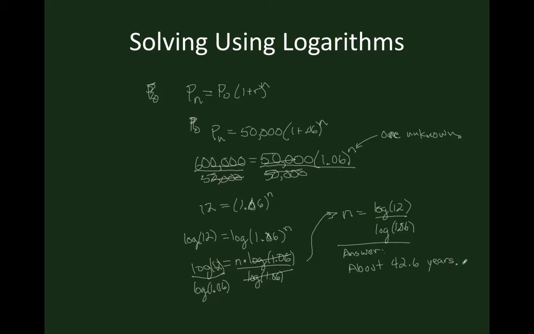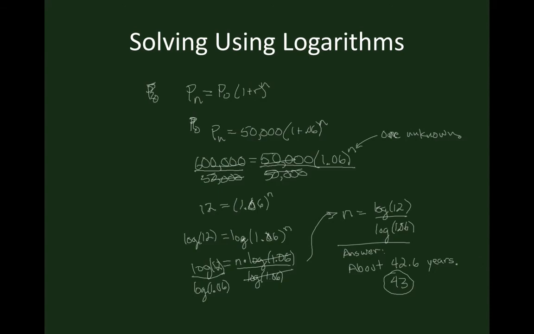Now, the same technique will apply to any situation where the population is growing geometrically. One thing we could say is we maybe should round this up to 43 years, since our model is based on whole year increments. But in any case, that's it.